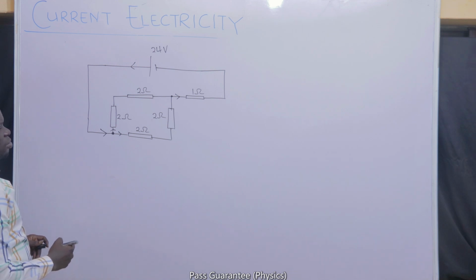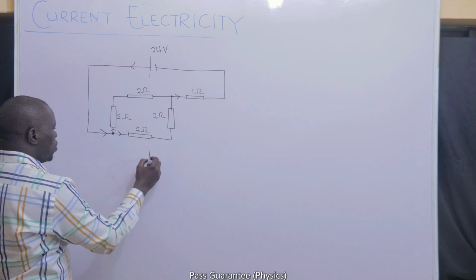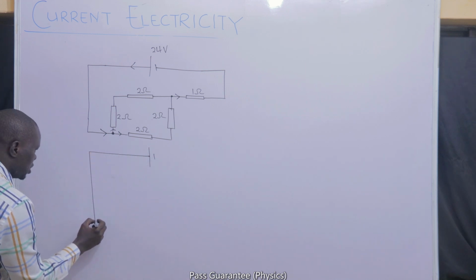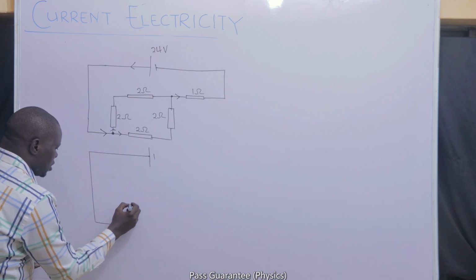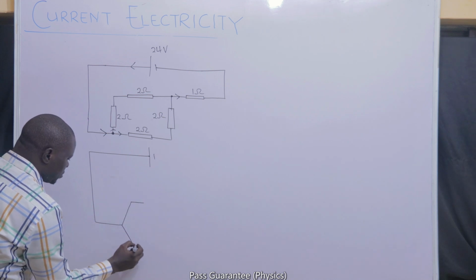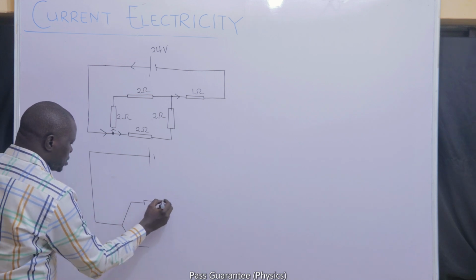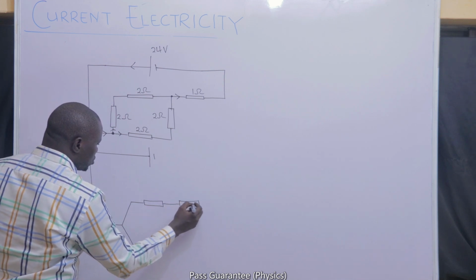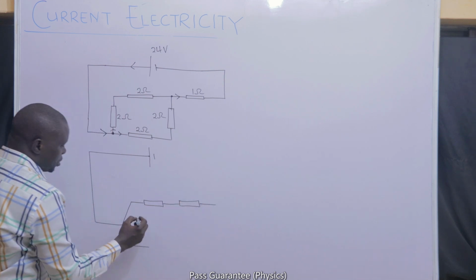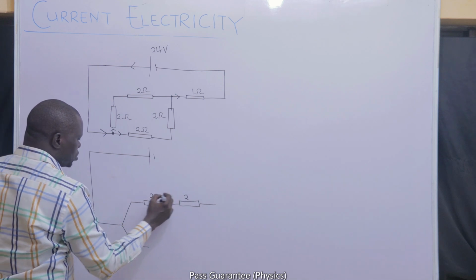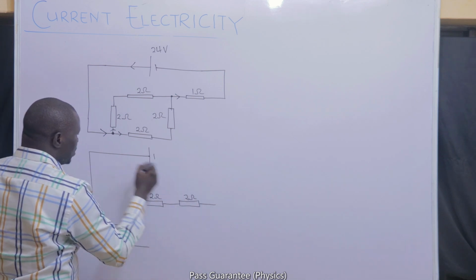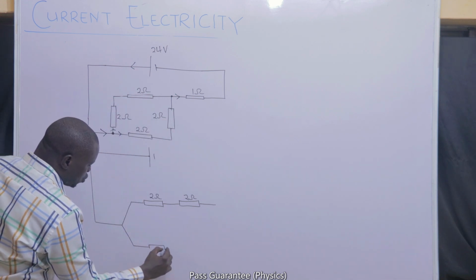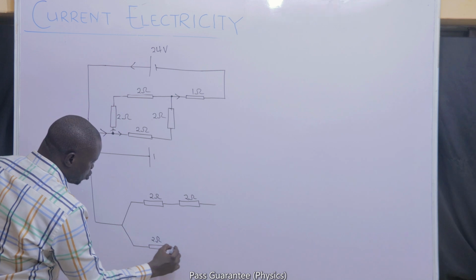So if you want me to simply redraw this in the form that we have been working, I will say that, okay, the cell releases current. The current will divide itself into two parts. One part will pass through 2 ohms. The other part will also pass through 2 ohms. 2 ohms and 2 ohms, that is what we have here. On the other branch, we have another 2 ohms, another 2 ohms.